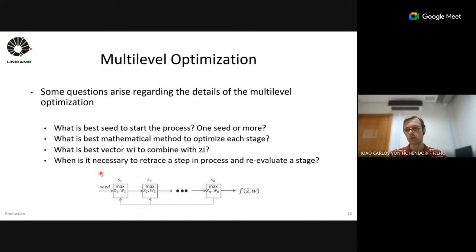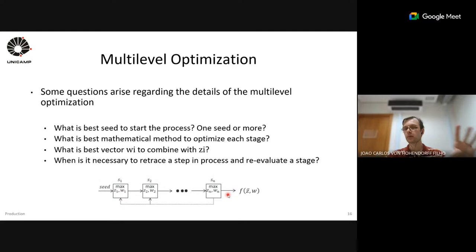How is my first option to try to optimize? Do I consider one seed or more seeds? How is the best mathematical method to optimize each stage? How is the best vector, the future, related to the future, that combined with the design parameters, is necessary to return to the initial steps to process again?